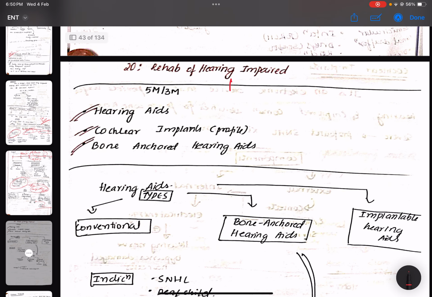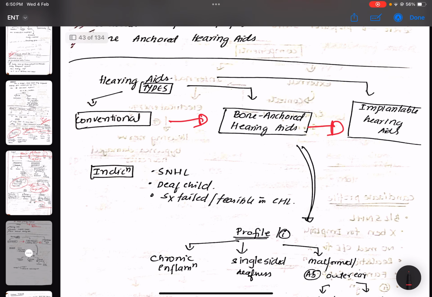Again, rehabilitation, as I told, is a sure 5 marker. So these are the hearing aids. We have to talk about conventional hearing aids and BERA and also implantable hearing aids. So these are the indications. So when will you give a hearing aid? Again, it should be a deaf child, or if surgery has failed and it has severe to profound SNHL.